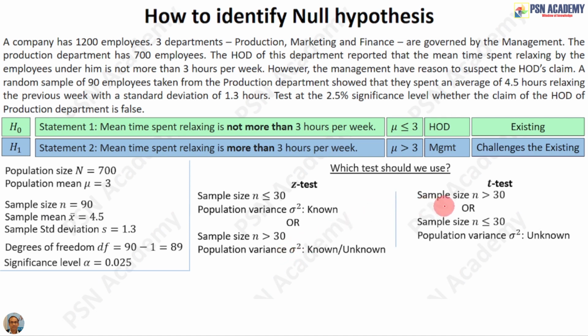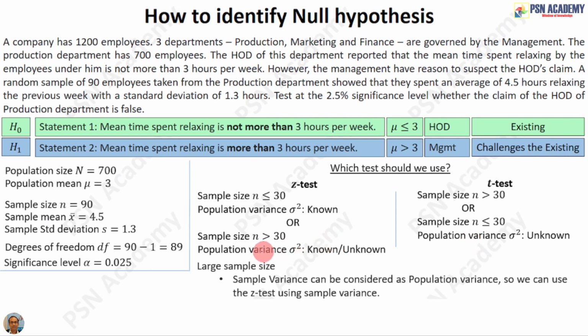And in case of the t-test, if your sample size is less than or equal to 30 and your population variance is unknown, then you can go with the t-test, because the t-test does not require the population variance, it requires the sample variance, right? Now in our case, we have a large sample size, much higher than 30, so we can treat the sample variance as the population variance and we can use the z-test.